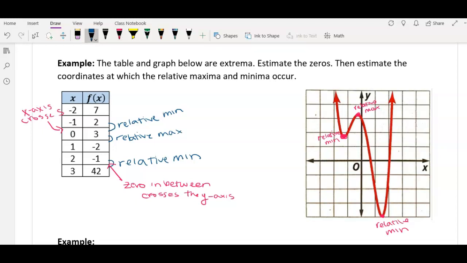And then we have zeros. Well, this is where a y-coordinate or a y-intercept. And then we have 2 x-intercepts. So this is how you would identify it from the graph, and here is how you would identify it from the table. I like identifying it from the graphs a lot better.